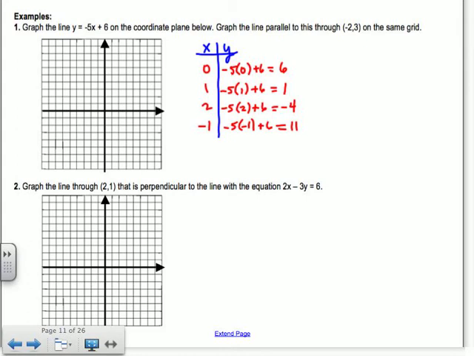So (0, 6). 1, 2, 3, 4, 5, 6. (1, 1). (2, -4). And then (-1, 11), so that's way up there. This is the line that we have.